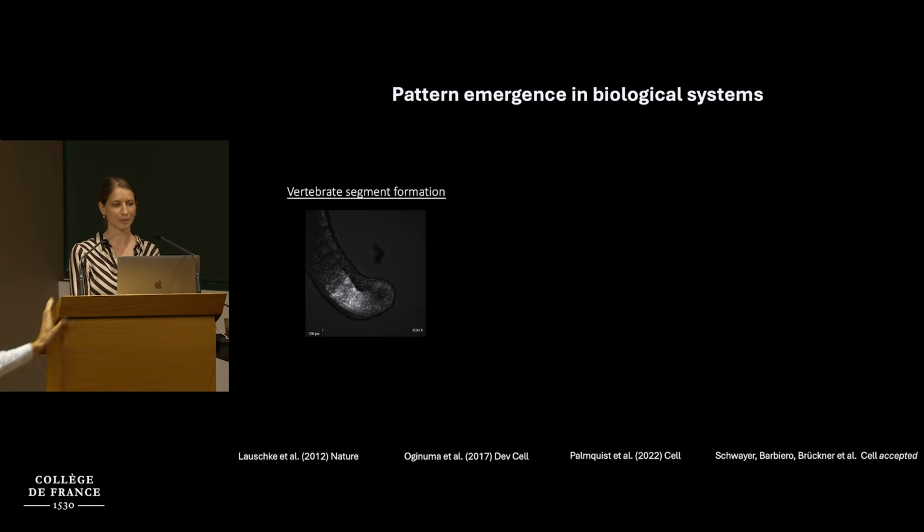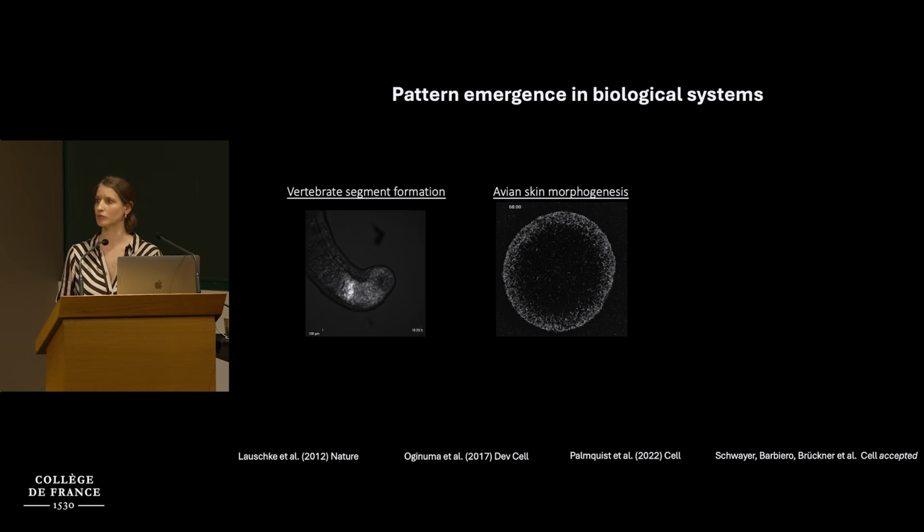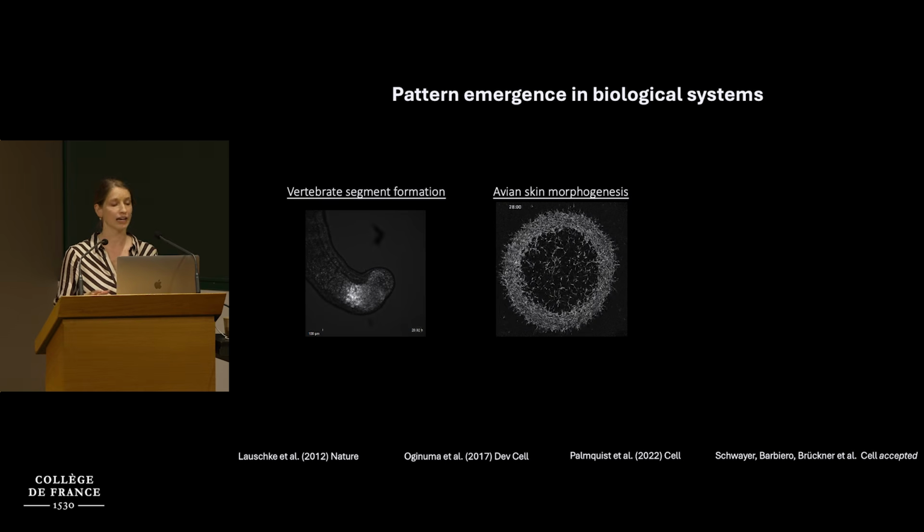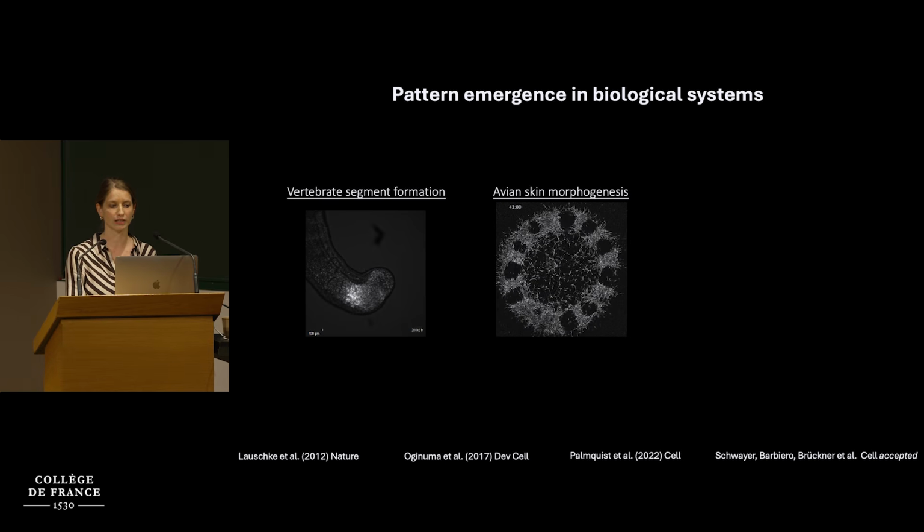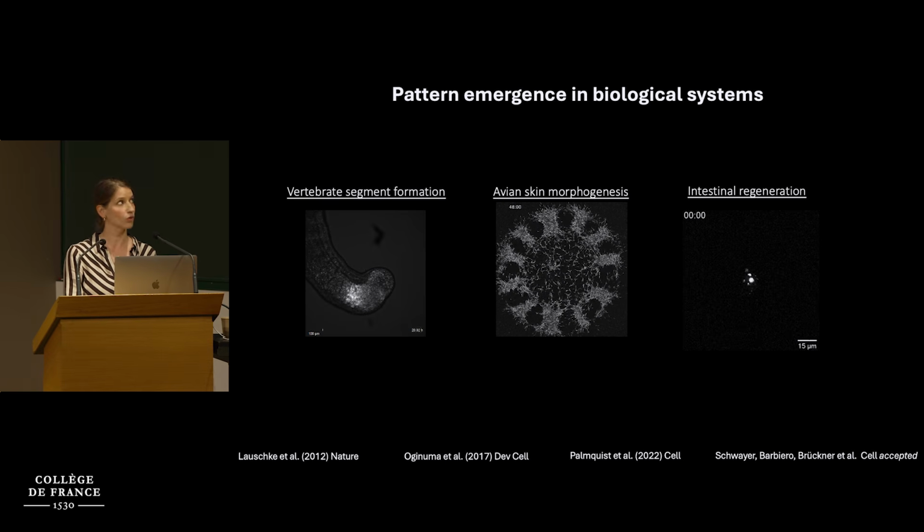Another example would be avian skin morphogenesis, where cells start out from a homogeneous progenitor layer, and at a certain point you start having patterning formed. Or during regenerative processes, as you just heard from Edouard, from a single cell you will start forming a symmetrical sphere, and at a certain point in time you will see the first cell fates being specified, the cells in white.